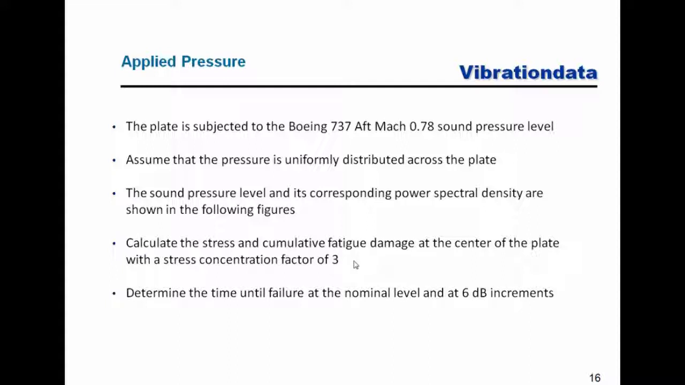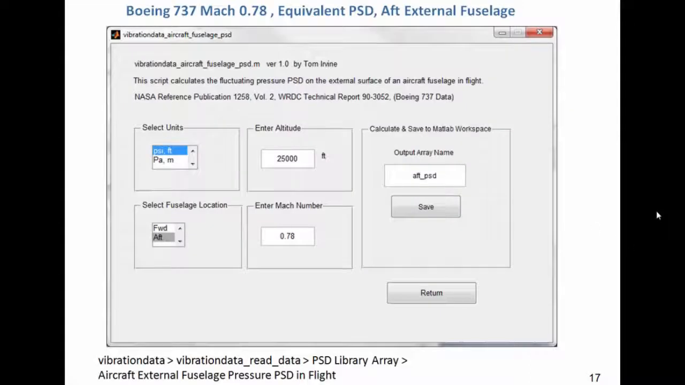And in this case, we're going to determine the time until failure occurs at the nominal level. So the nominal level would correspond to the Mach 0.78 case. And also at 6 dB increments. And I should also say this is going to be for 25,000 feet. So there is a NASA reference publication shown here. This is in the public domain. You can do a Google search on that and download that from an internet site.